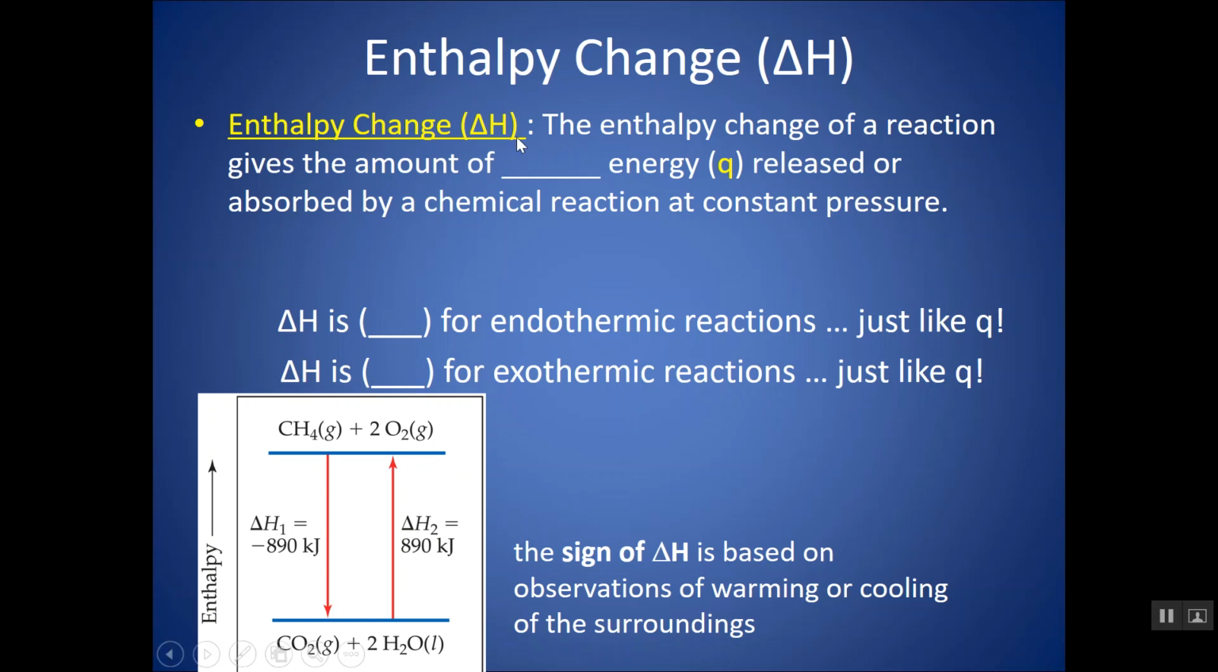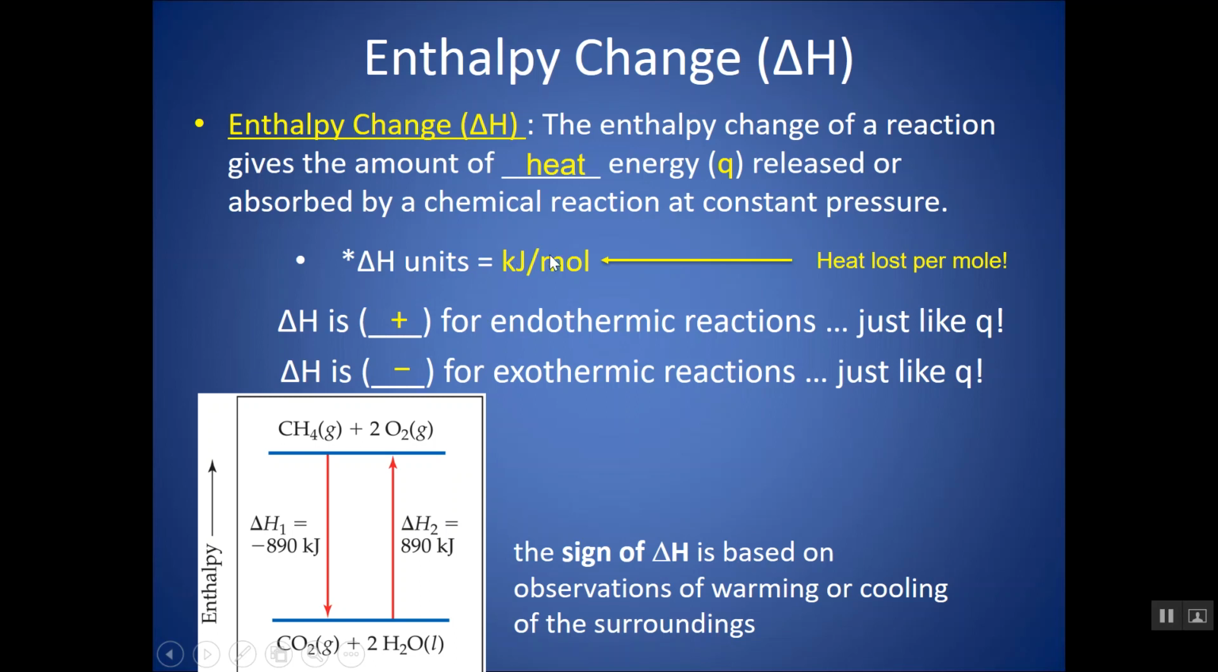Delta H specifically is the symbol given to the amount of energy, heat energy really, that's released or absorbed by a chemical reaction, and it's when it occurs at constant pressure. There's a whole derivation of this if you want to look at your textbook, but it's beyond the scope of the AP exam. But basically, any reaction we're doing in our lab setting is going to be carried out at constant pressure. So delta H is really just the heat absorbed or released by the reaction. Delta H is going to be positive for endothermic reactions, just like Q or heat would be positive, and delta H is going to be negative for exothermic reactions. The units of delta H are kilojoules per mole.